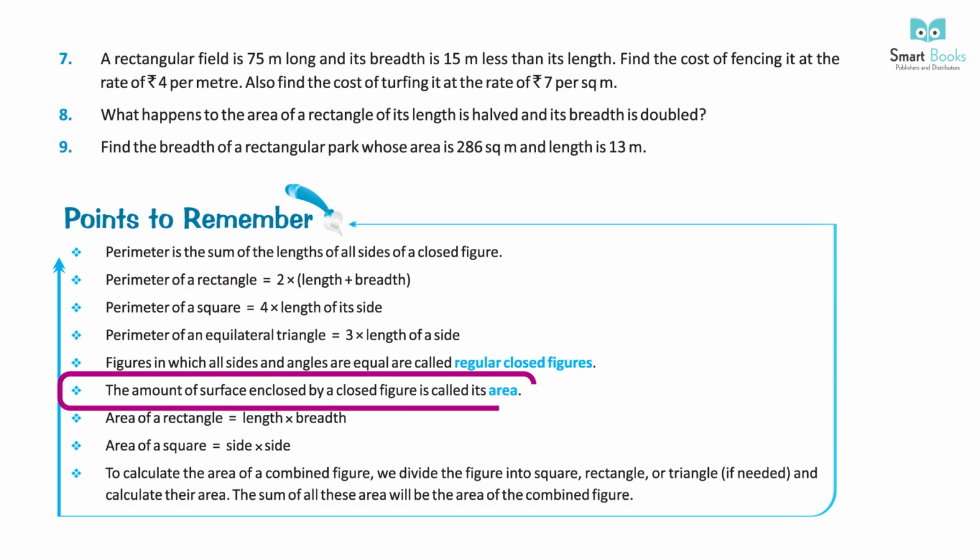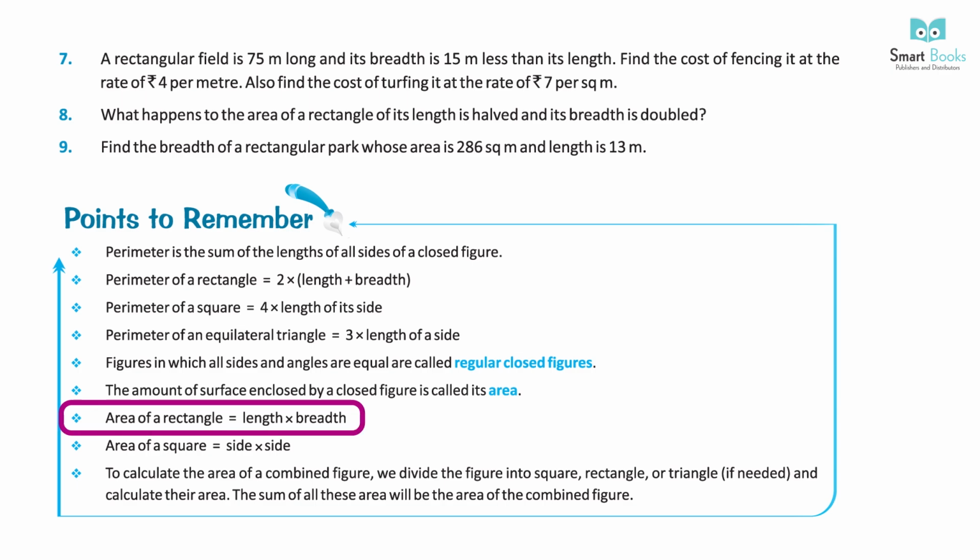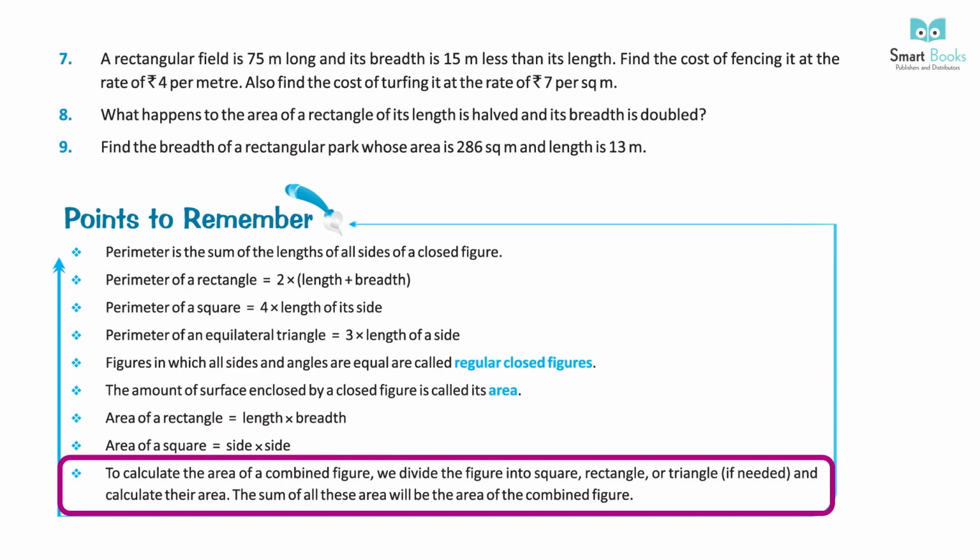The amount of surface enclosed by a closed figure is called its area. Area of a rectangle is equal to length into breadth. Area of a square is equal to side into side. To calculate the area of a combined figure, we divide the figure into squares, rectangles, or triangles if needed, and calculate their areas. The sum of all these areas will be the area of the combined figure.